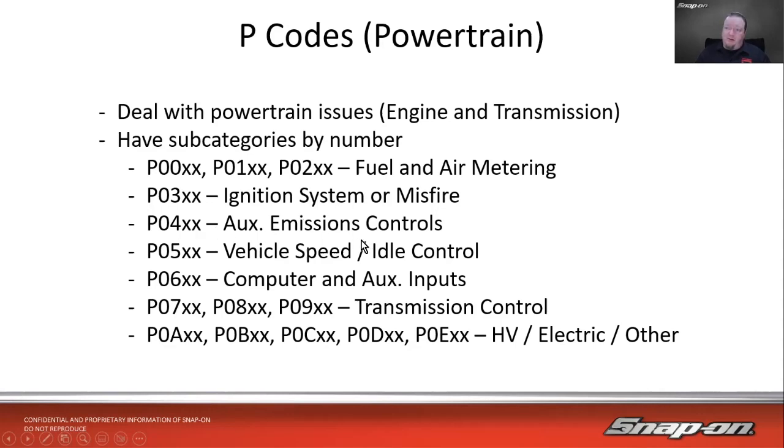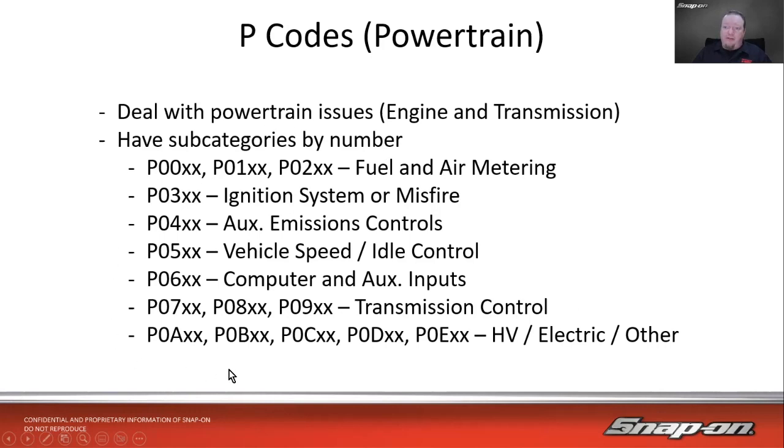P04, auxiliary emissions controls like EVAP. P05, vehicle speed and idle control. P06 is going to be your computer and your auxiliary inputs there. P07, 8, and 9 going to be transmission control codes. And then when we get into the A's, B's, C's, that's usually reserved for hybrid vehicles, electric vehicles, or just other systems that don't really fall into these other categories here. So if you ever see a P0A01 or whatever, just know that it's probably dealing with either hybrid or electric or something else that doesn't fall into this category.